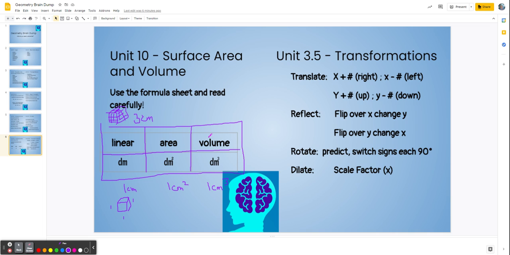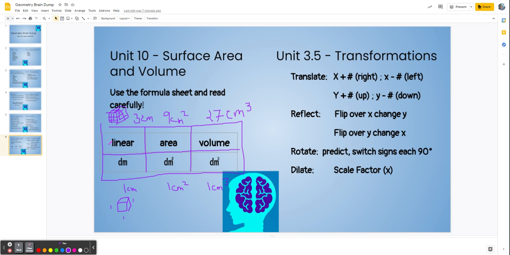What's the area of one of the faces? How many squares are there on each face? 9. And then what's the volume? 3 times 3 times 3. How many little cubes make up this bigger Rubik's Cube? 9 times 3. 3 times 3 times 3. Length times width times height. So that's 27. Is that correct?